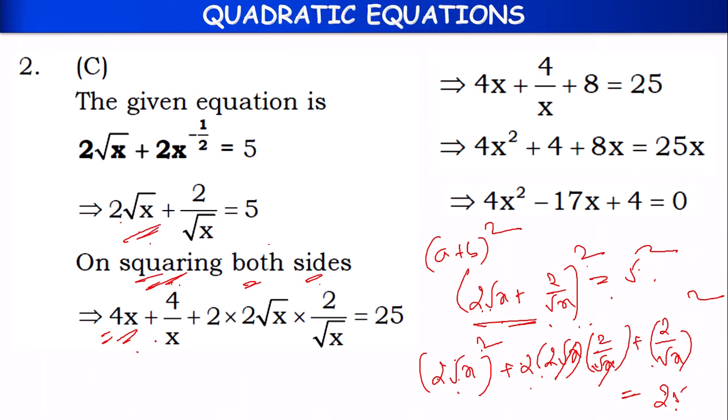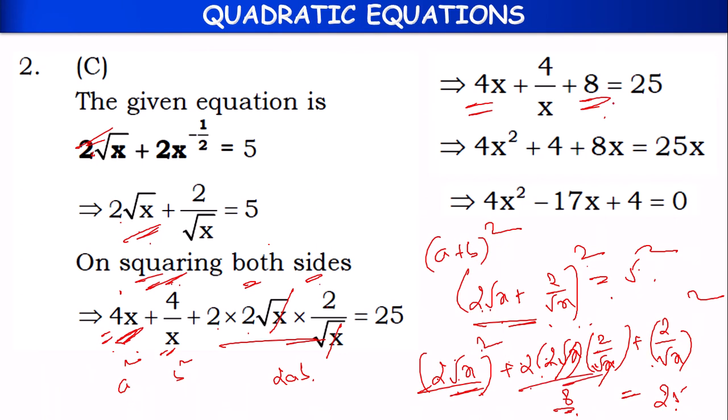Here children, they have written a square term first. Next they have written b square term. Next they have taken 2ab here. So 2 here, this root x gets cancelled. 2 into 2 into 2, 8 will remain. So this is 4x.